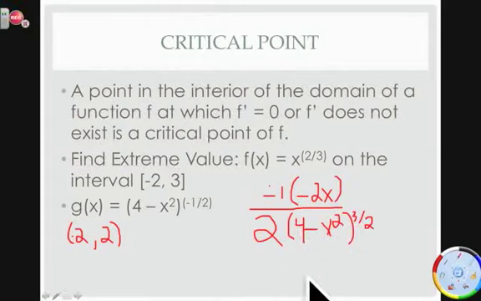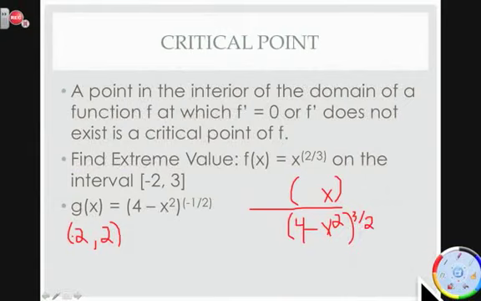A few things are going to cancel here. The -2 goes away, the 2 goes away with this 2, and the negative goes away with this negative. I'm just left with x over 4 minus x squared to the 3/2 power. Now I need to figure out which x values give me critical points, and which give me undefined points.